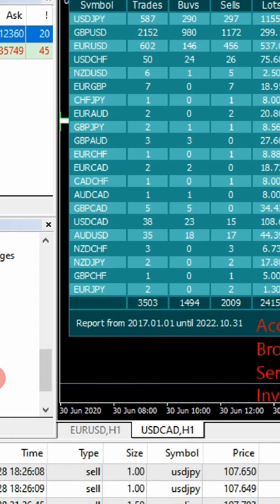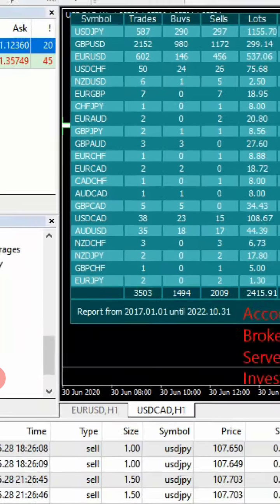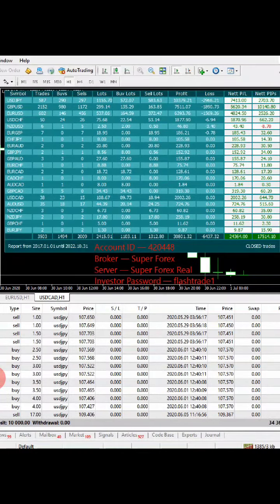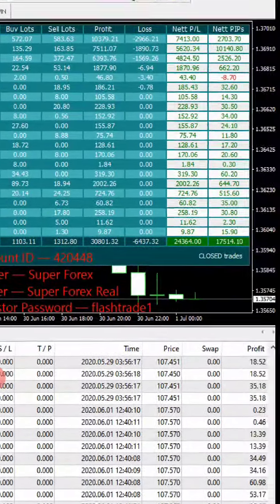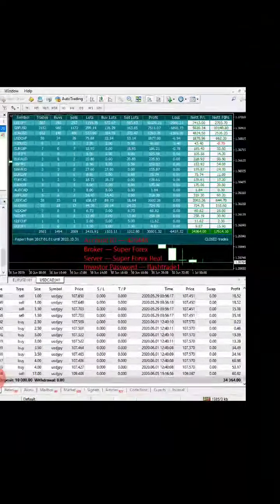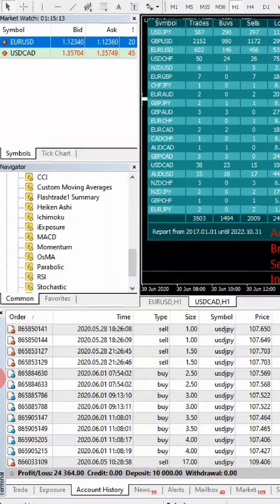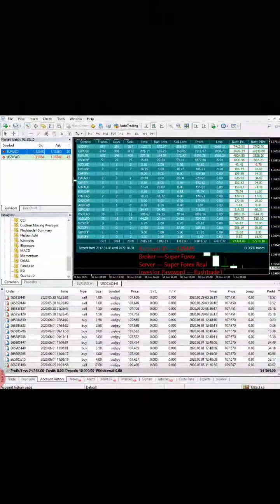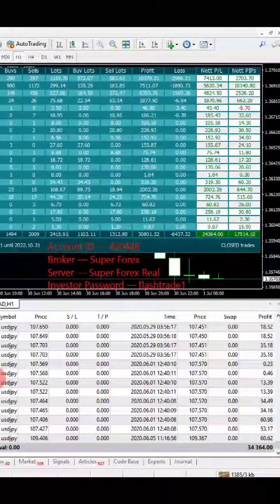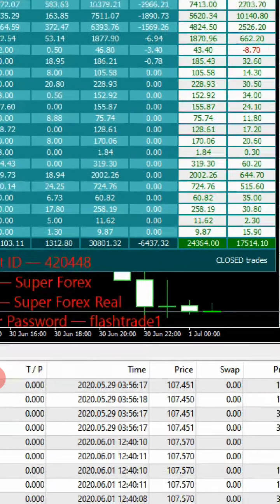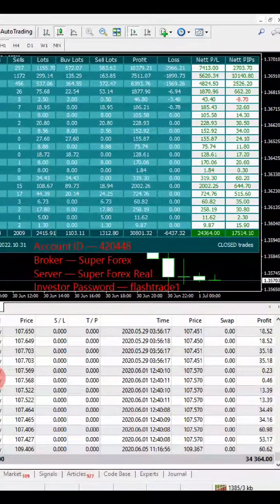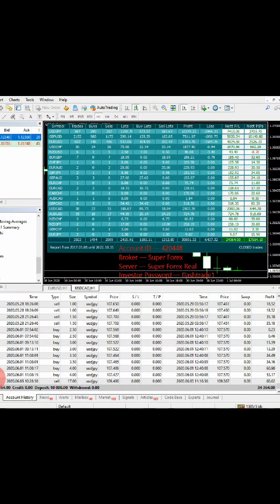There are a lot of pairs we traded, and here you can see the complete analysis of your account. The net profit we have booked is 24,364, and the same profit is going to be reflected in your profit segment also. And the net pips: 17514 net pips you booked here from the trading. So this is how you can see your complete analysis of the trade.